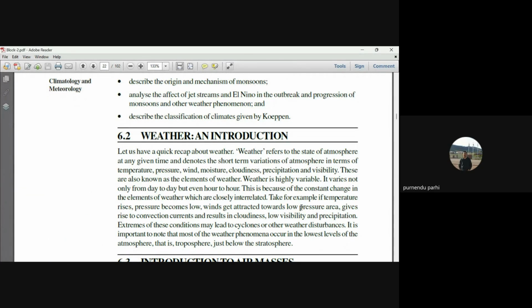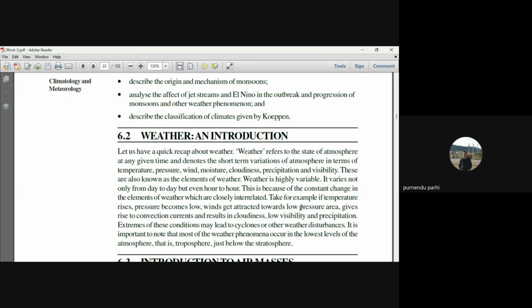Weather: an introduction. Let us have a quick recap about weather. Weather refers to the state of the atmosphere at any given time and denotes the short-term variations of the atmosphere in terms of temperature, pressure, wind, moisture, cloudiness, precipitation, and visibility. These are also known as the elements of weather.